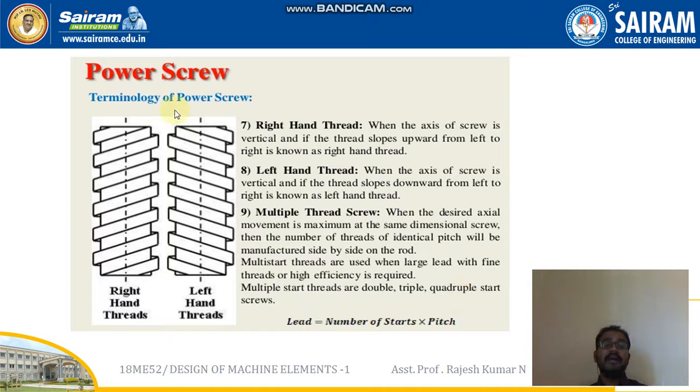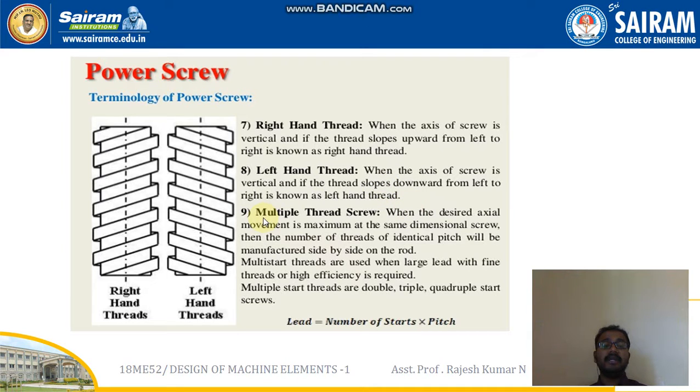And next one is right hand thread. When the axis of the screw is vertical and the thread slopes upward from left to right, it is known as right hand thread. And left hand thread: when the axis of the screw is vertical and the thread slopes downward from left to right, it is known as left hand thread.